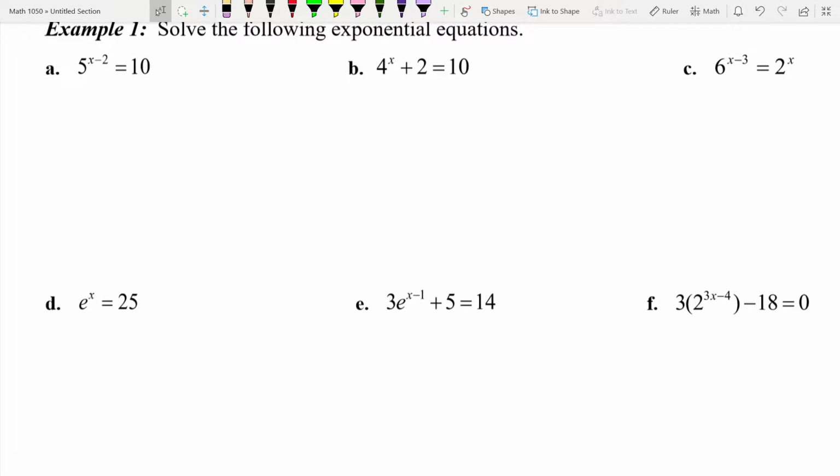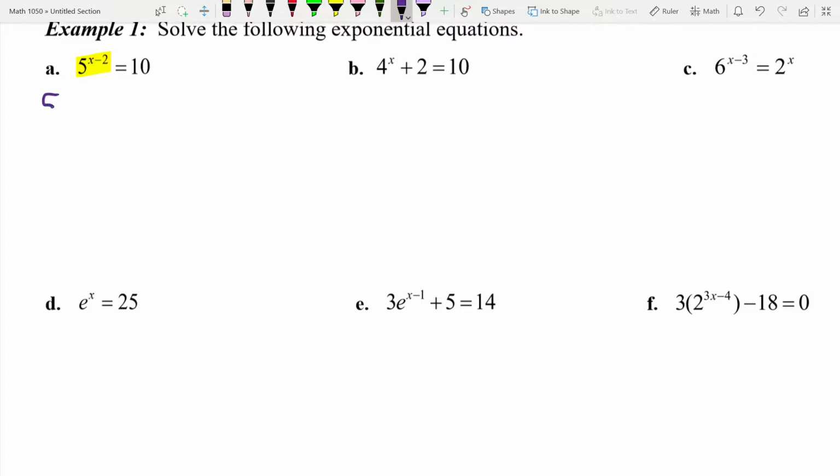Do me a favor and take your highlighter, and I want you to highlight this 5 to the x minus 2. Okay, that's all one thing. The 5 is the base, the x minus 2 is the exponent, and it's all one thing. There's nothing else over there with it.